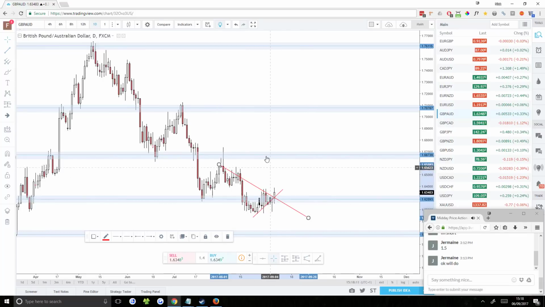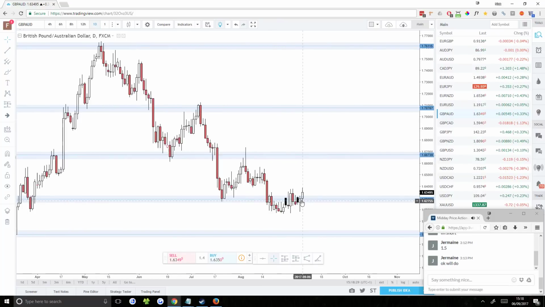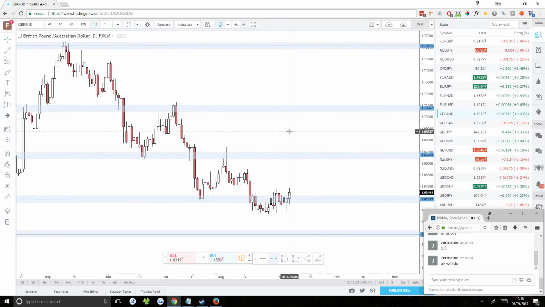And it looks like it might be attempting to break out. I haven't got this drawn that well, but whatever. It looks like it might be attempting to break out to the bullish side, which doesn't really surprise me in this case because it is sitting above the support area. But anyway, my point is there are viable things you can do here. These just aren't the type of setups I trade.